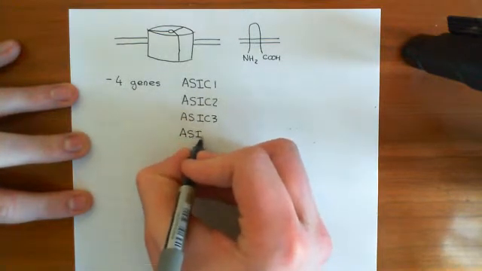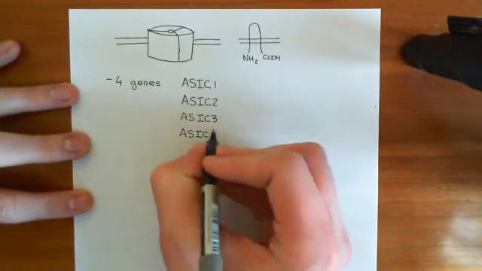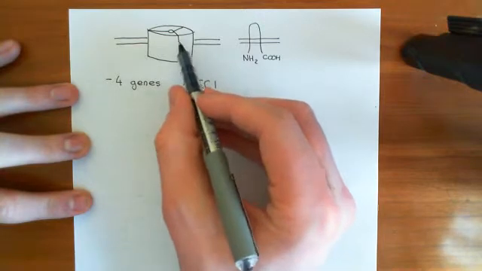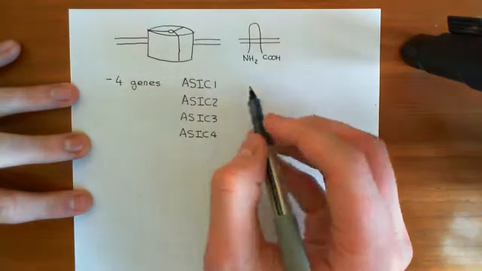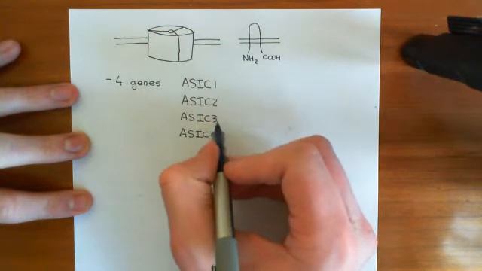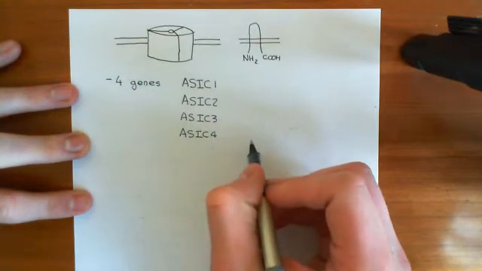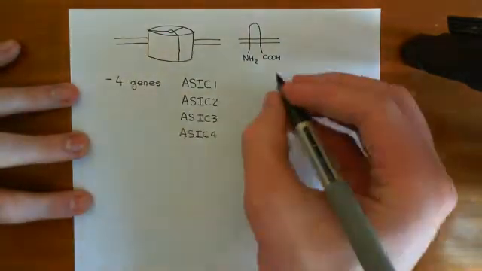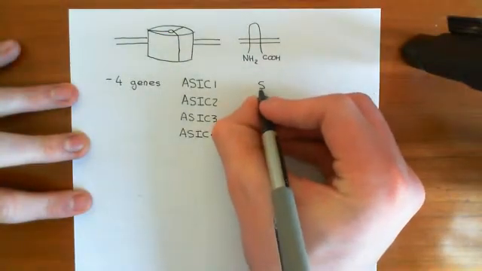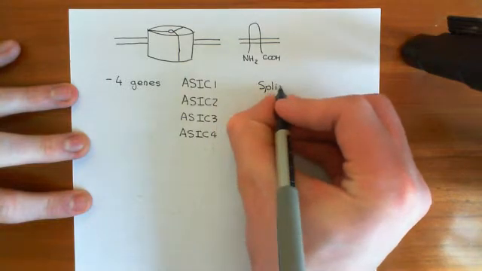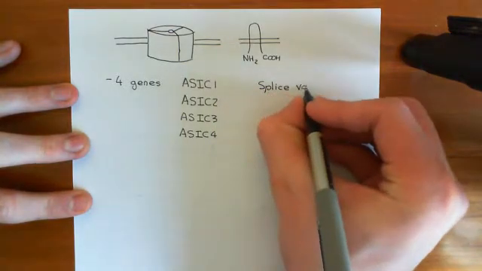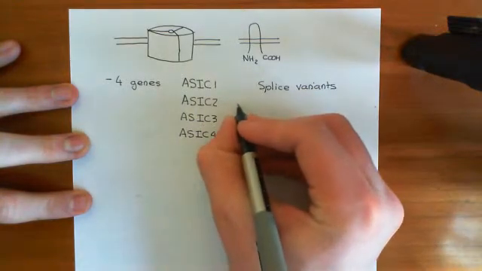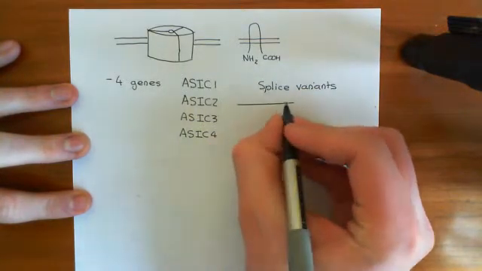However, there are 8 known different subunits for ASIC channels. Now this looks like a bit of an anomaly, because how can we have 4 genes and yet 8 different subunits? How can 4 different genes produce 8 different subunits? So we need to now talk about the concept of different splice variants, and for this we're going to revise the central dogma of biology. So let me remind you of the central dogma of biology.